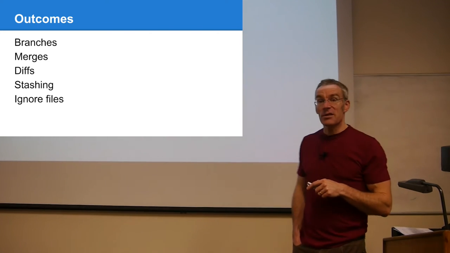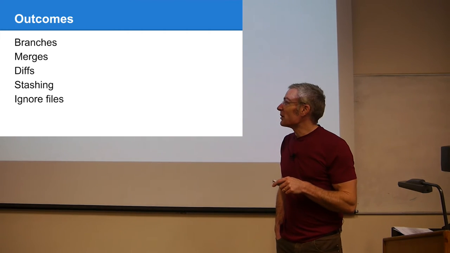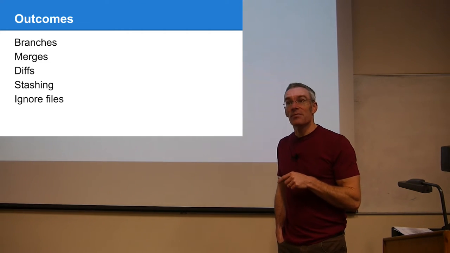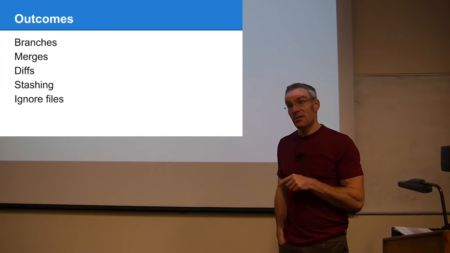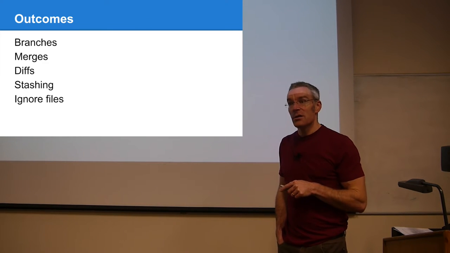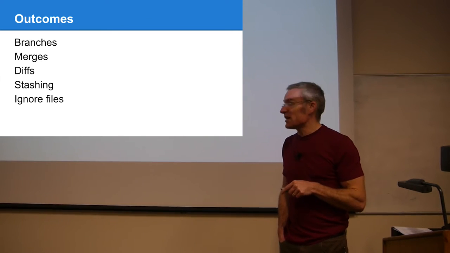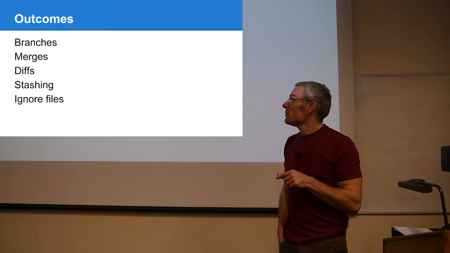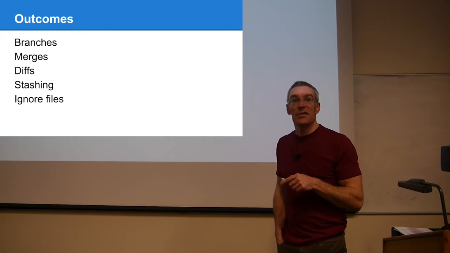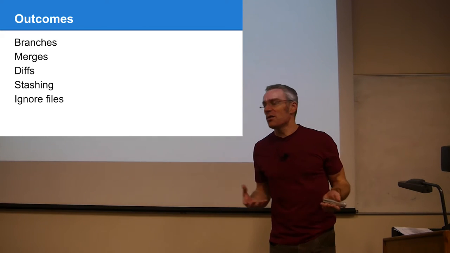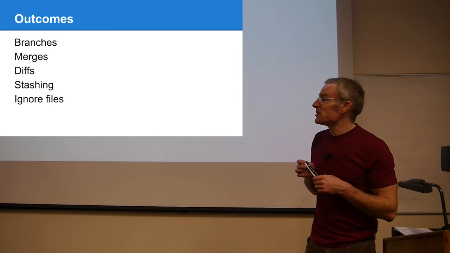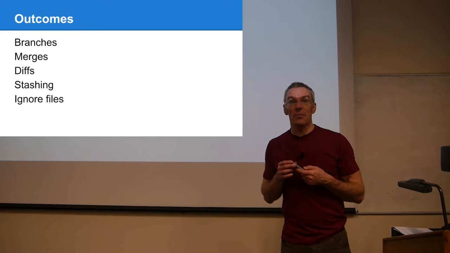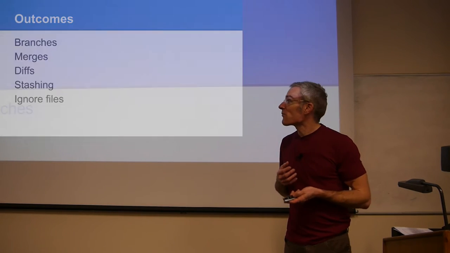We're going to look at branches. We're going to look at merges, which do kind of go together. We'll look at diffs. We'll look at stashing and ignore files. Now, if you've used GitHub, for instance, you've probably come across branches, ignore files, and diffs. But I'm going to put things in context. If you understand it for Git, you will understand it for GitHub, because GitHub is basically a flavor of Git.